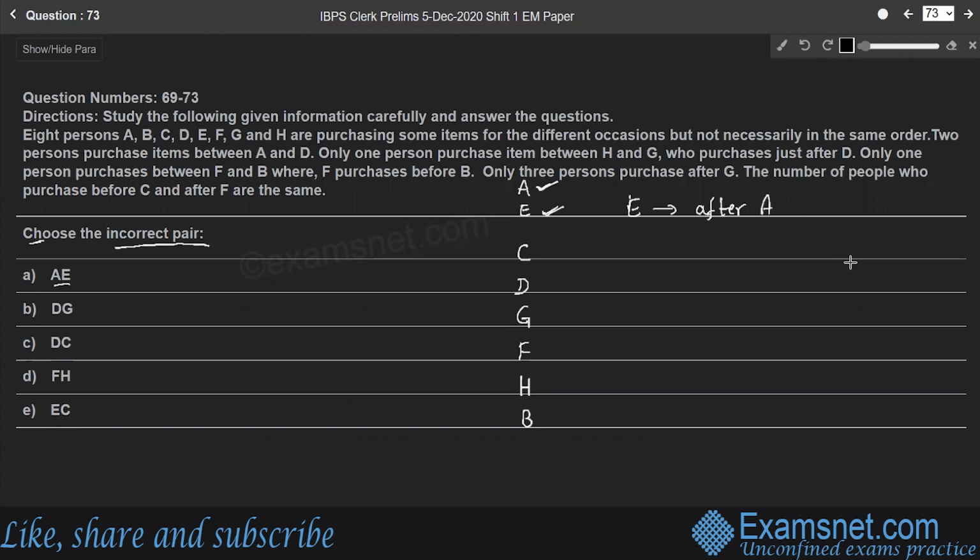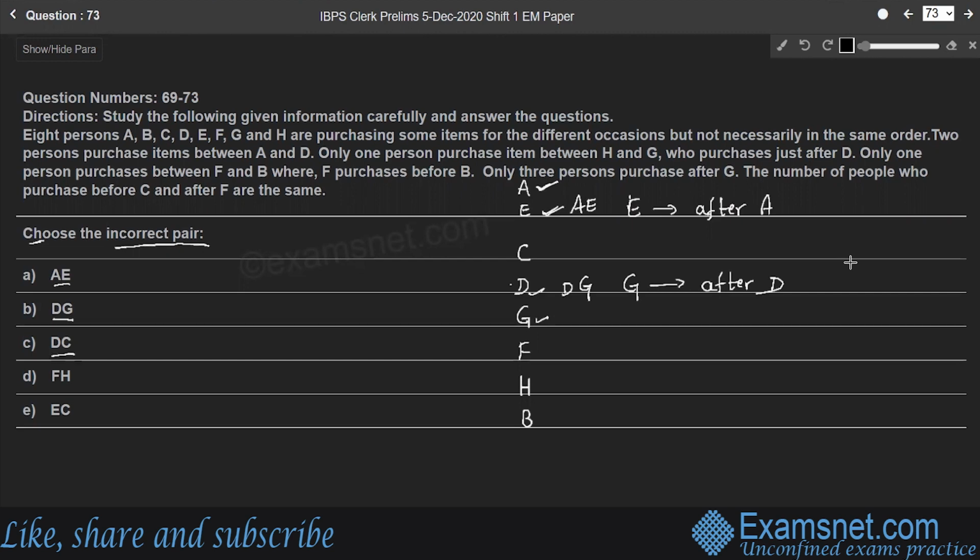The second pair is DG. In this pair D and G, G, the second one, purchases immediately after D. Right? So the pairs AE and DG are correct.